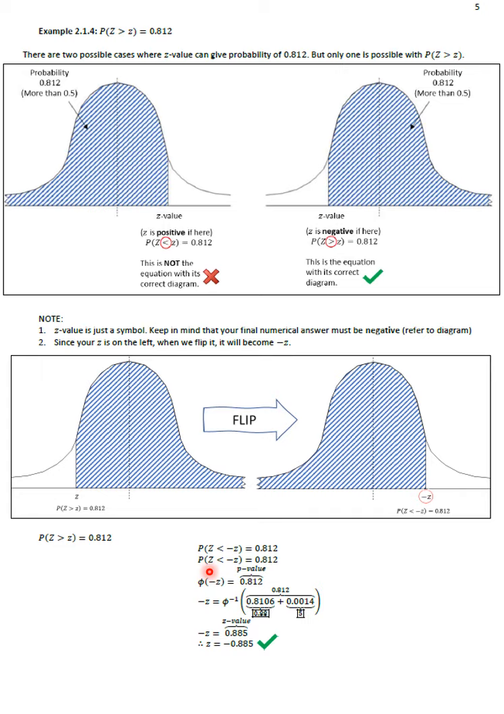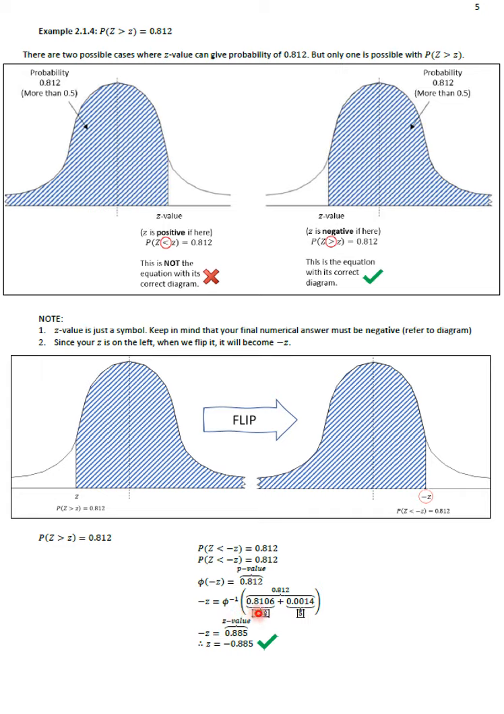Okay, since this is Z less than something, you can rewrite it as phi of minus Z equals 0.812. So 0.812 is still the probability. We want to find the value of minus Z, so the notation here will become inverse phi.